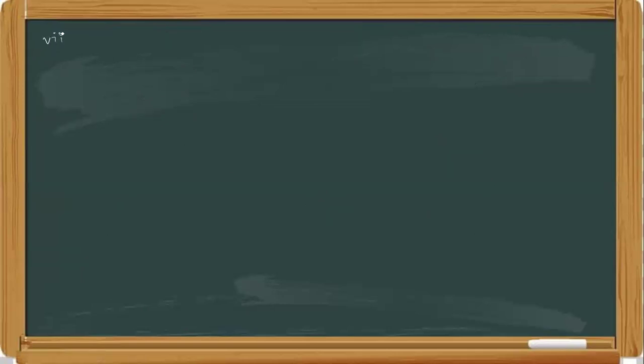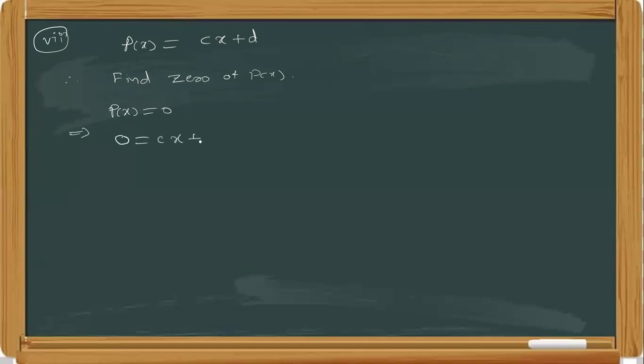7th example. P of x given was cx plus d. To find the zero of p of x, p of x equals 0 gives 0 equals cx plus d. Okay, when this d goes to the other side, we get what? cx equals minus d.